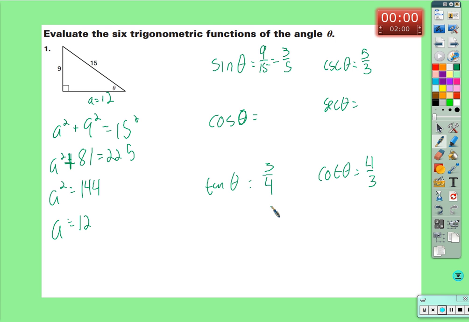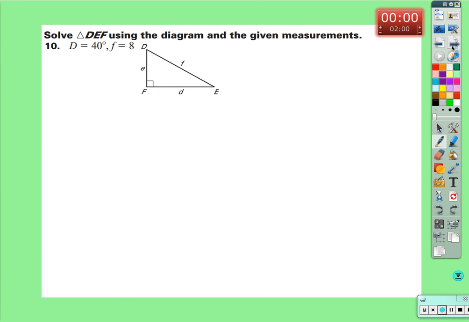Secant. 15 twelfths, the hypotenuse over the adjacent, 5 over 4. And the cosine would be 4 over 5. There we go. Questions about that? No, sir. Good.